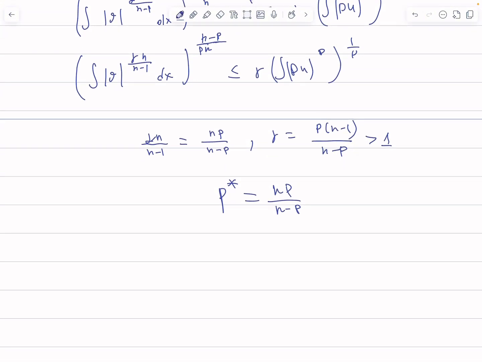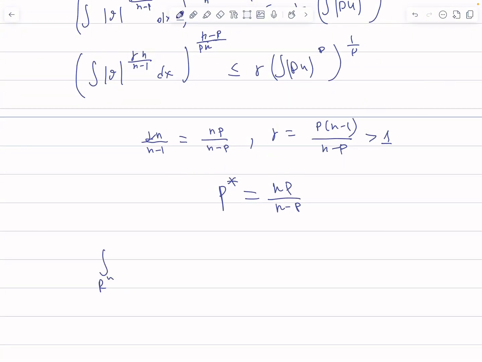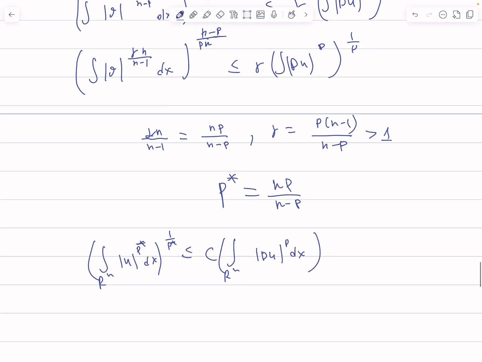So now we have proved that the integral over Rn of |u| to the power p star dx, to the power 1 over p star, is less or equal to C times the integral over Rn of du to the power p dx, to the power 1 over p.